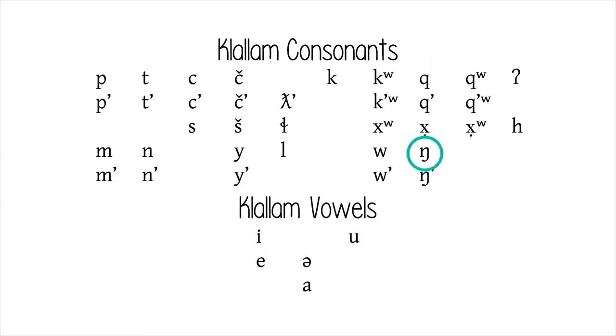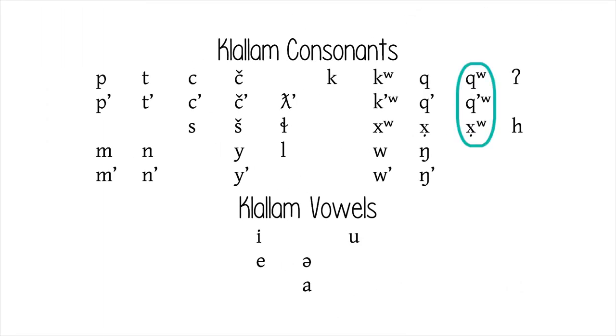An N with a hook is like an NG combination sound. It's similar to the sound at the end of the English word song. It's in the Klallam word for nose.